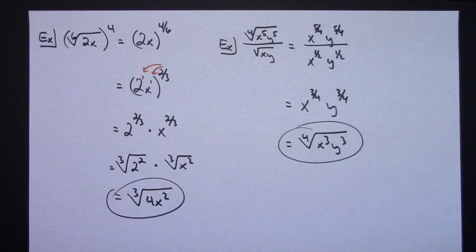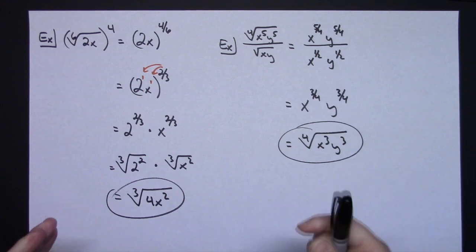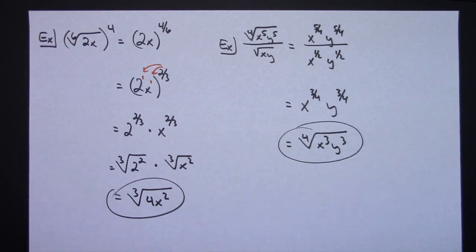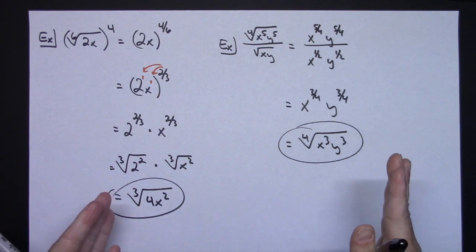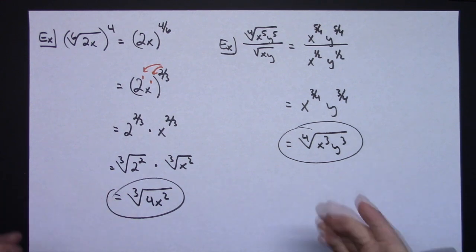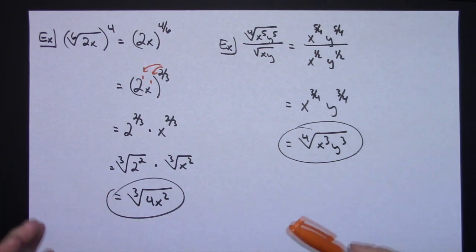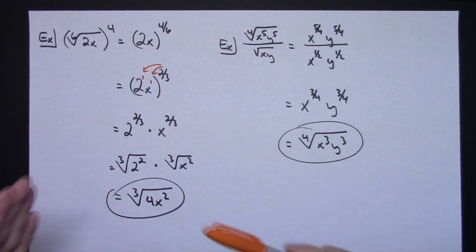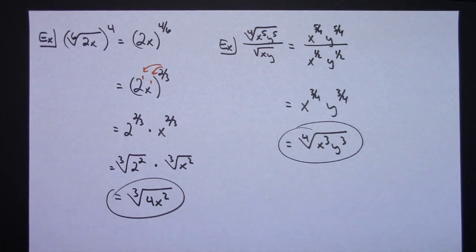So just several examples here in this second video trying to implement all of the different rules that you're shown in section 5-2 for the Math 105 students. And in general, just how you can use rational exponents to simplify higher order radicals.